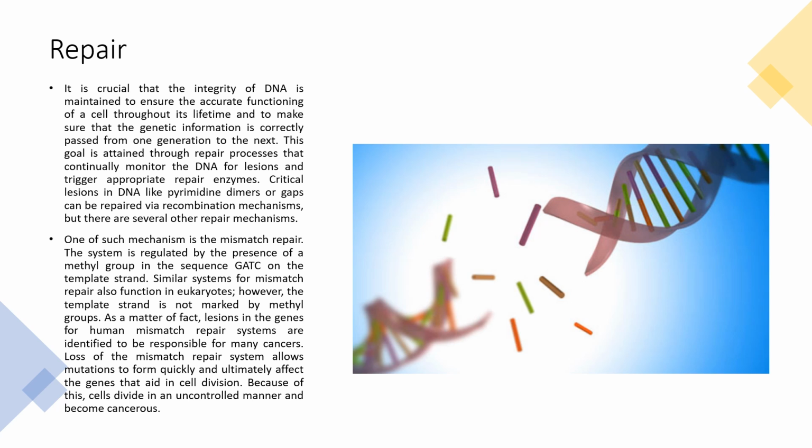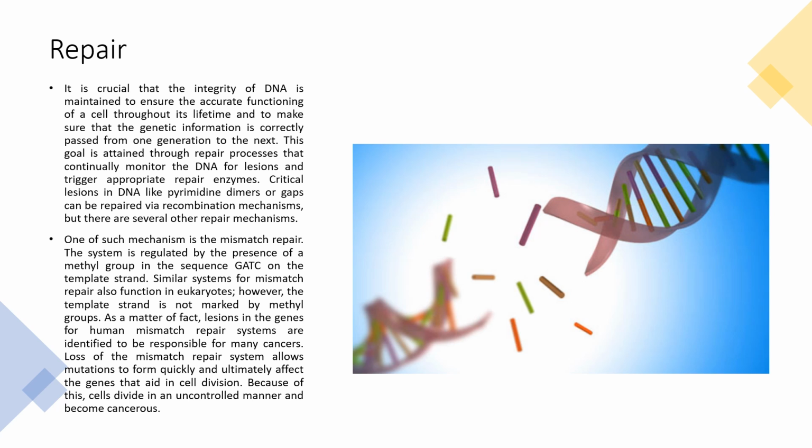Critical lesions in DNA, like pyrimidine dimers or gaps, can be repaired by way of recombination mechanisms, but there are several other repair mechanisms. One such mechanism is mismatch repair. The system is regulated by the presence of a methyl group in the sequence GATC on the template strand. Similar systems for mismatch repair also function in eukaryotes. However, the template strand is not marked by methyl groups.